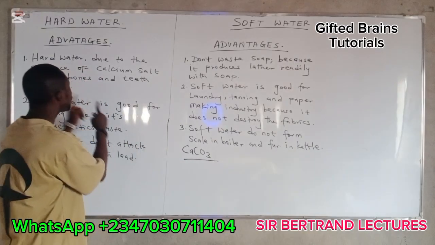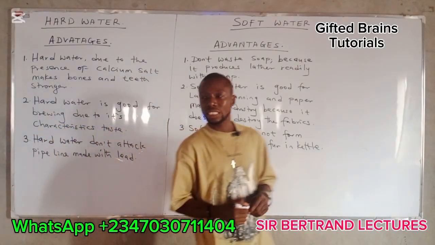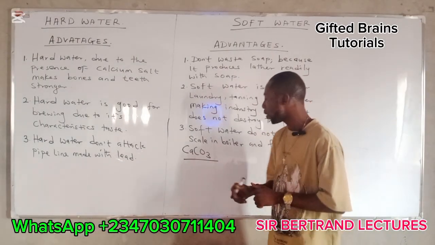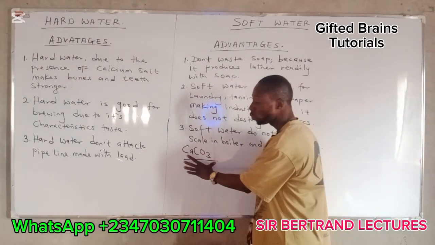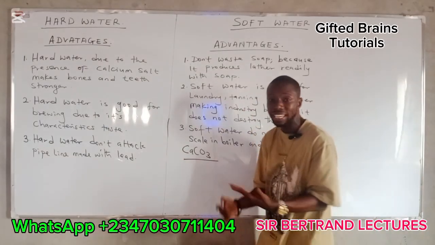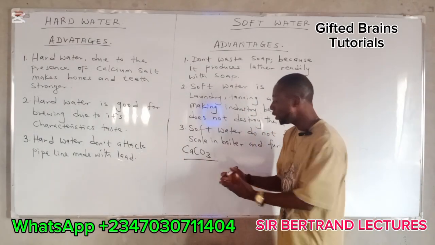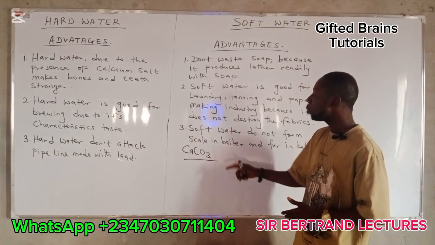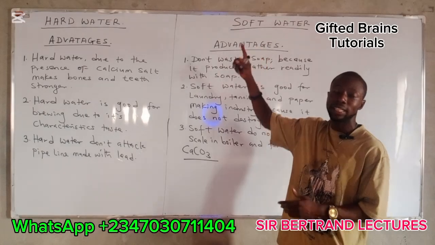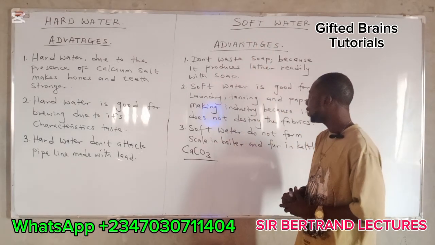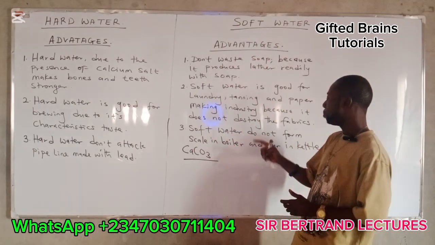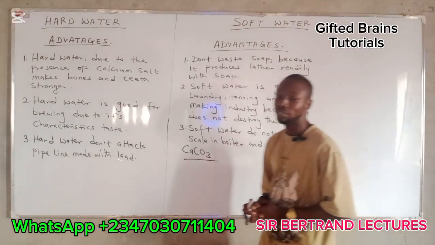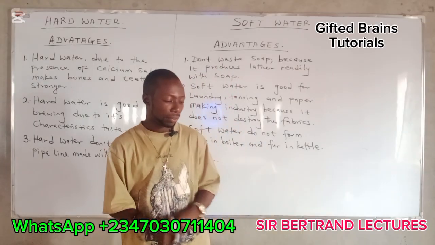For the case of hard water that contains the salt I mentioned before, calcium hydrogen trioxocarbonate, this salt will decompose to produce this and deposit it on the kettle and boilers. And by doing so, it will form scales in boilers and fur in kettles. So because of the absence of the salt in the soft water, it does not form scales in boilers and fur in the kettles. Here are the advantages of the soft water.